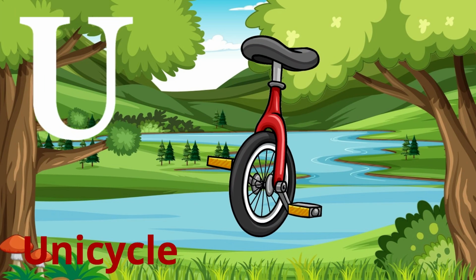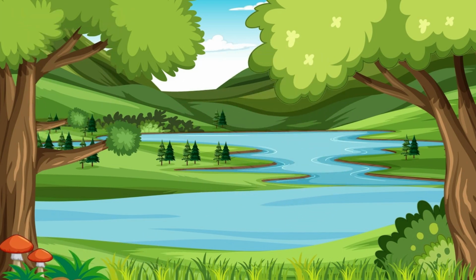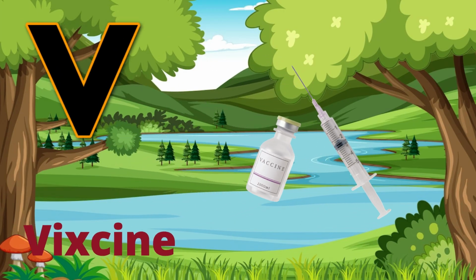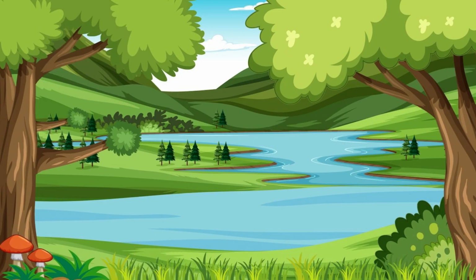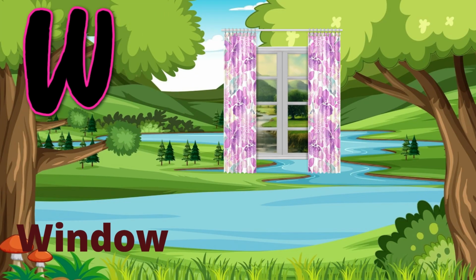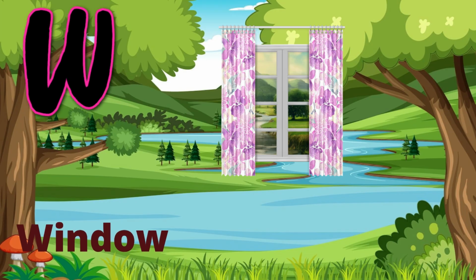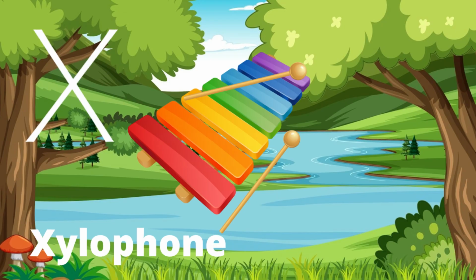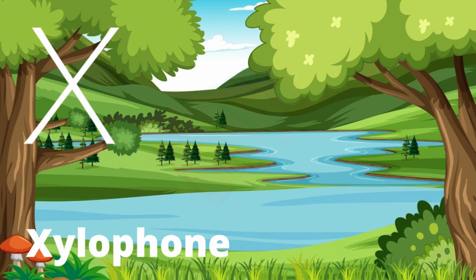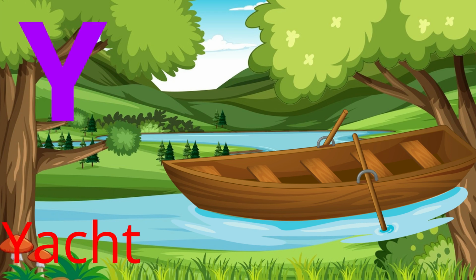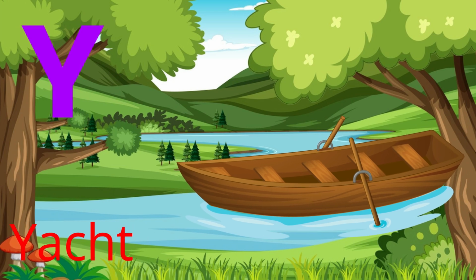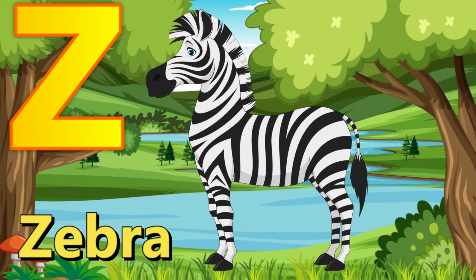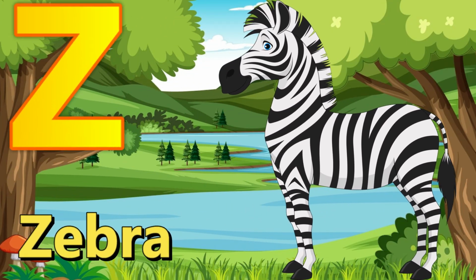U for unicycle. V for vaccine. W for window. X for xylophone. Y for yak. Z for zebra.